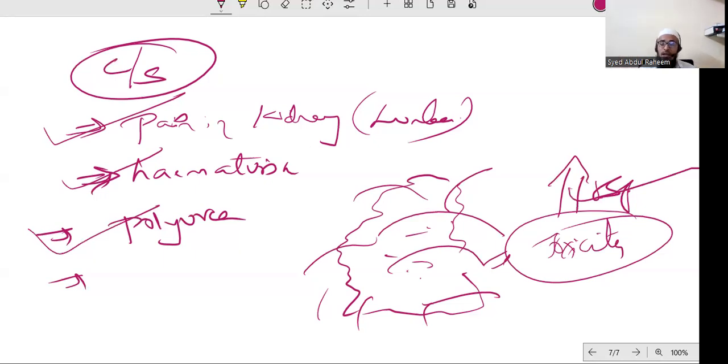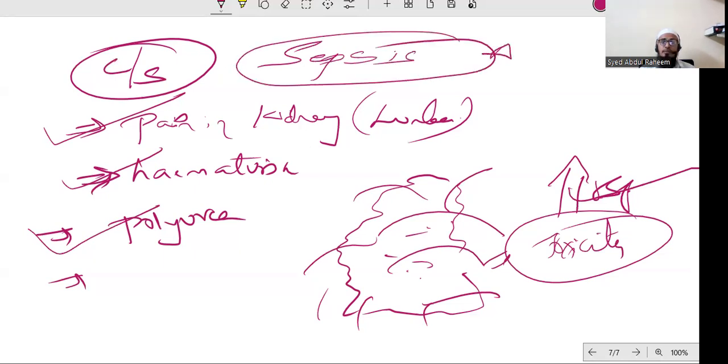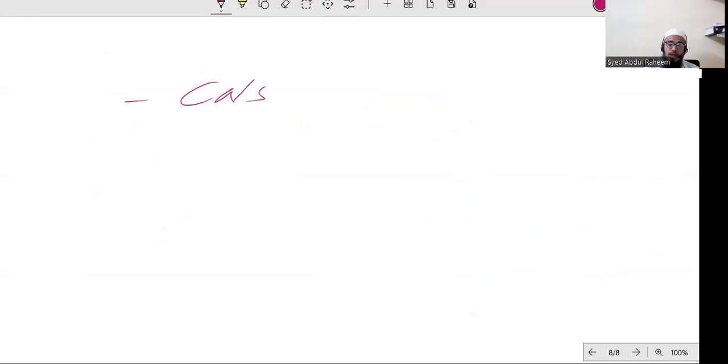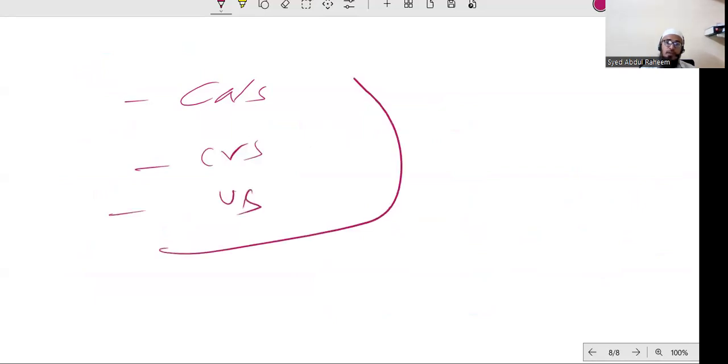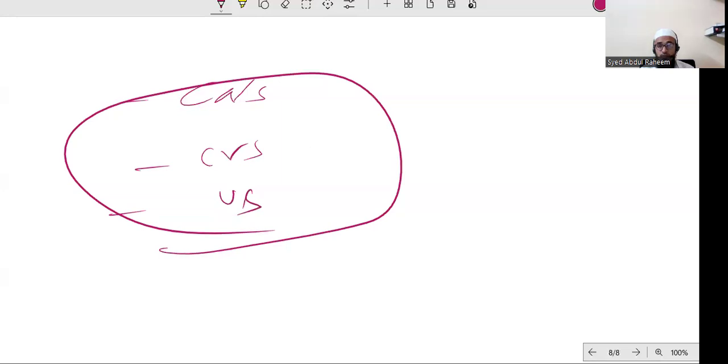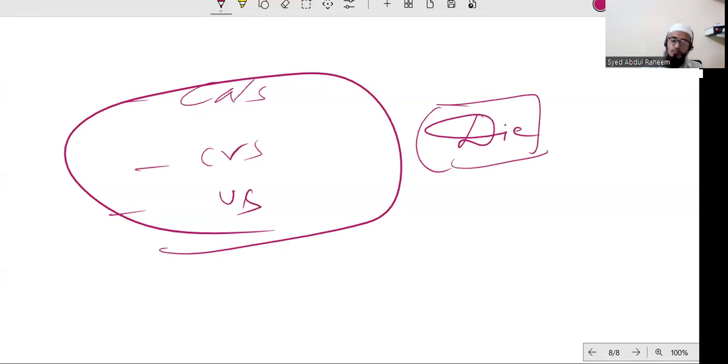The patient may have sepsis. All over the body the infection will travel and will damage the CNS, the cardiovascular system or urinary system. Anything can be damaged, and the patient will die if it is not treated, if it is due to sepsis. So you need to be careful about that.